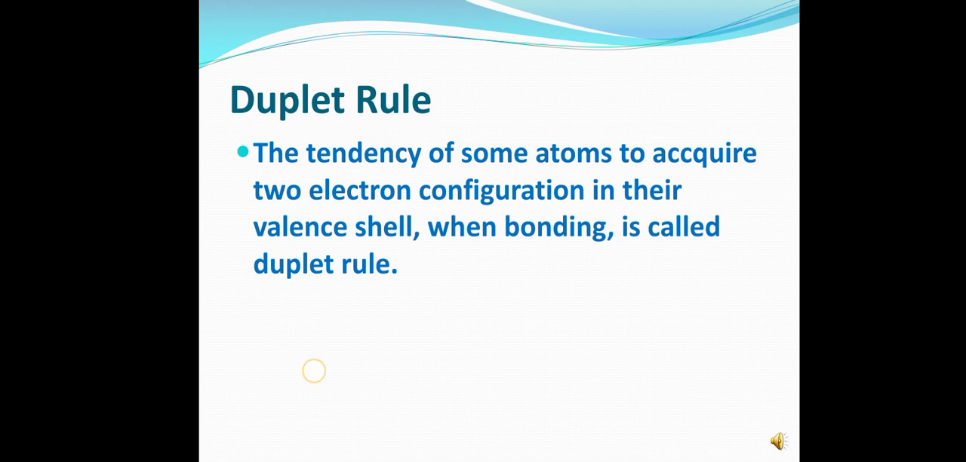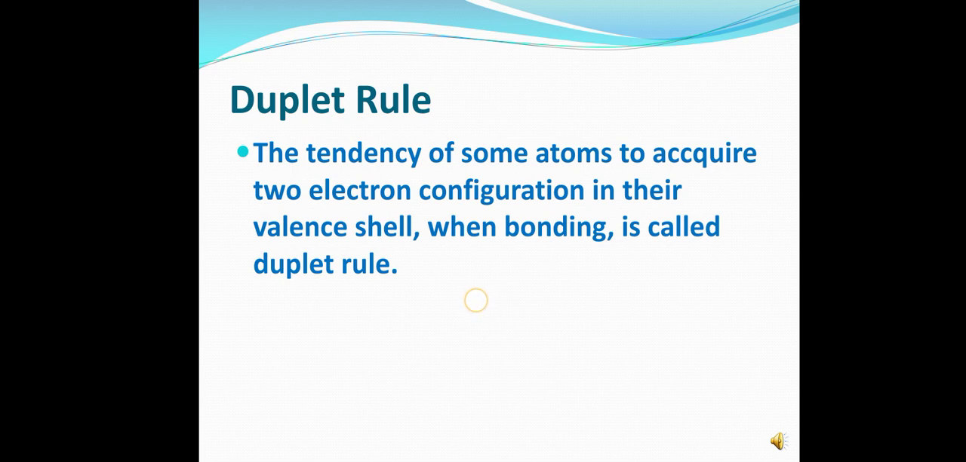That is helium. So for that, the rule is named the duplet rule, in which there is a tendency of atoms to acquire 2 electrons in their valence shell, so that they have their valence shell completed. So this is known as the duplet rule: acquiring 2 electrons in their valence shell.